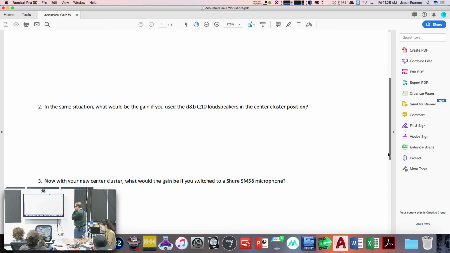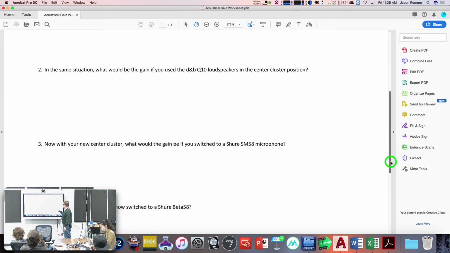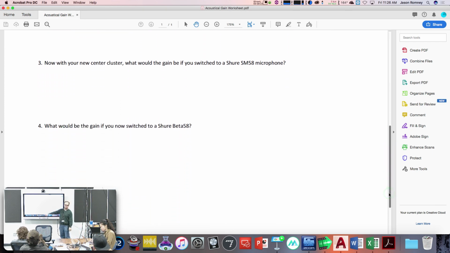And then I'm going to say, okay, now go to a directional microphone. So take a look at the polar plot for an SM58 microphone. See how that changes this. Now try a Beta 58. It's a different directivity on that mic. See what the difference is. Try to see how much gain you can get by introducing directivity.